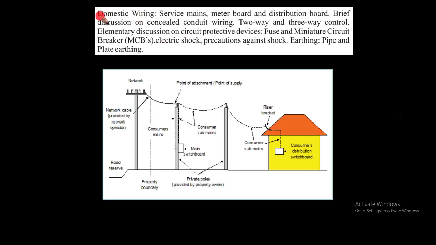Today we are going to see the third module: domestic wiring, service mains, meter board and distribution board. A brief discussion on concealed conduit wiring, two-way and three-way control of the lamp. Elementary discussion on circuit protecting devices like fuse and miniature circuit breakers, electric shock, precautions you have to take, and earthing. This is the entire syllabus.